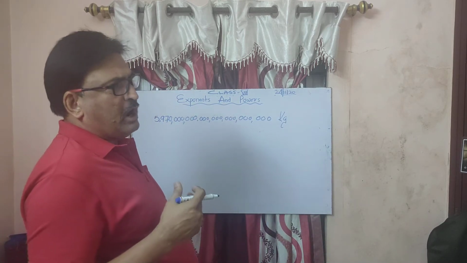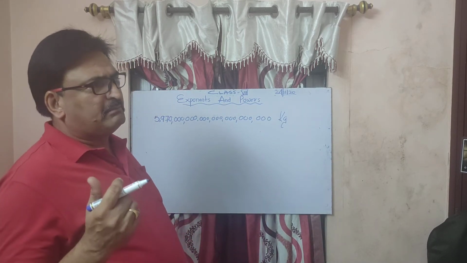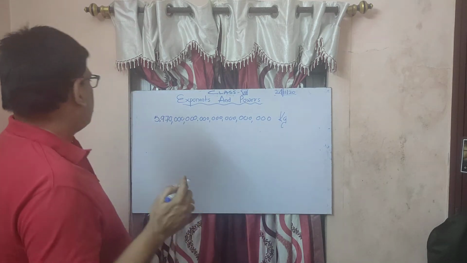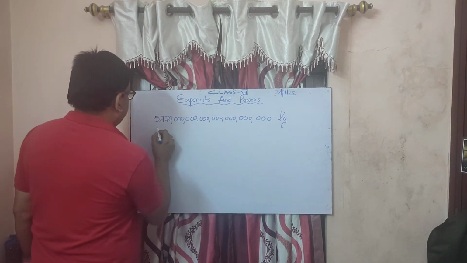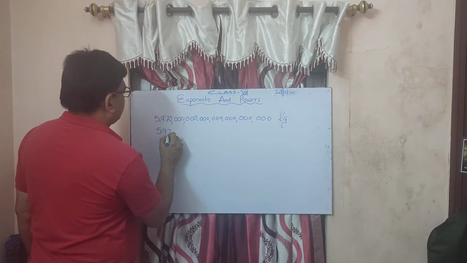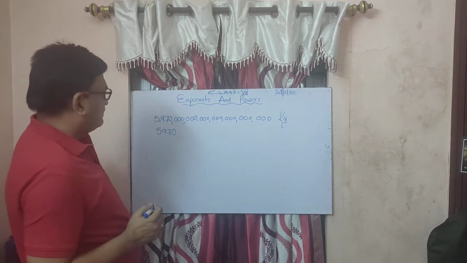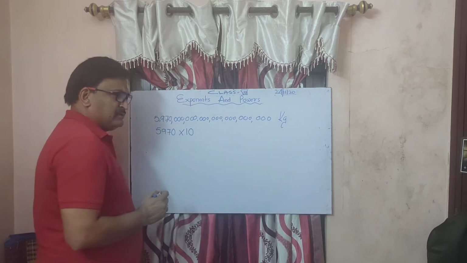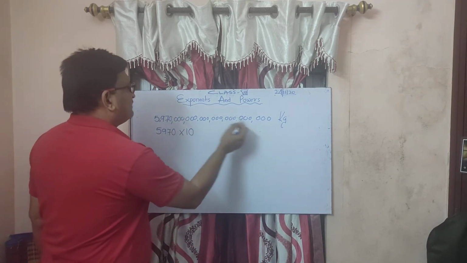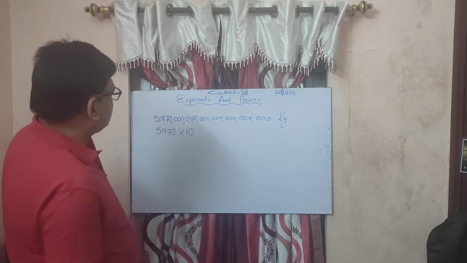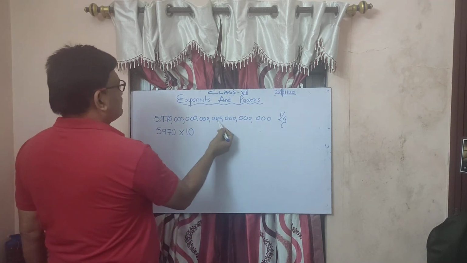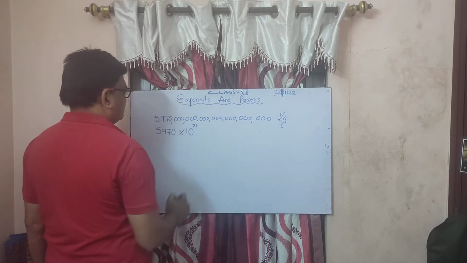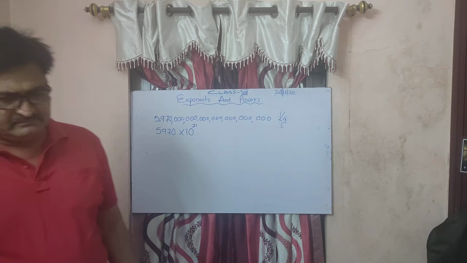So we don't know how to read it, isn't it? It's a very big number, but it can be written in a simpler form. Now see, 5970, you can read it, isn't it? Okay, good. Now write it 10. First write it 10. So how many zeros are here? You can count the number of zeros. 3, 6, 9, 12, 15, 18, 21. So just write 21. That's it.